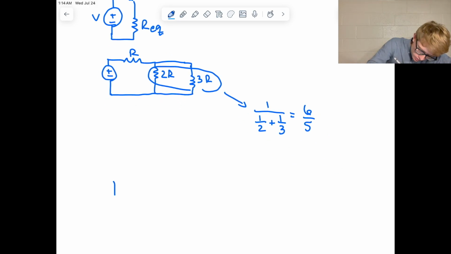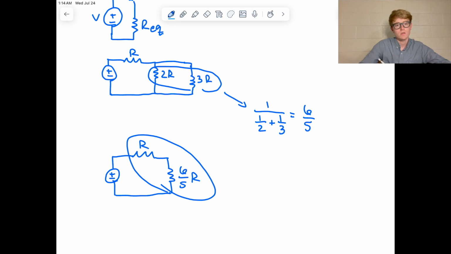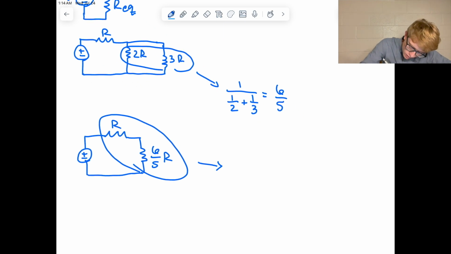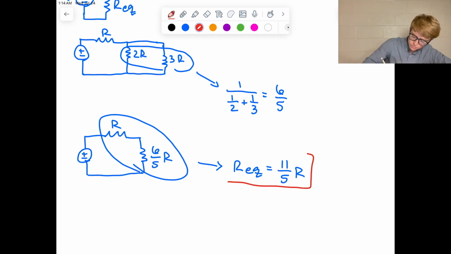So let's draw that out. So there's R, and then that resistor right there that we just simplified down is going to be 6 over 5R, okay? And now these two are in series. And so finally, we can compute REQ is just R plus 6 over 5R, and that is just 11 over 5R. So that is the answer to this question.